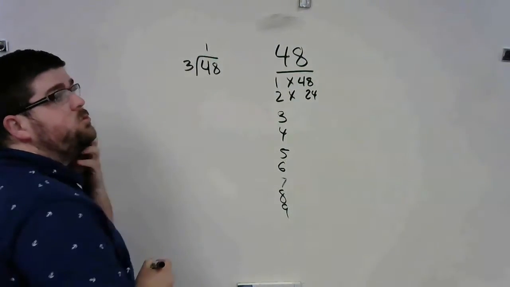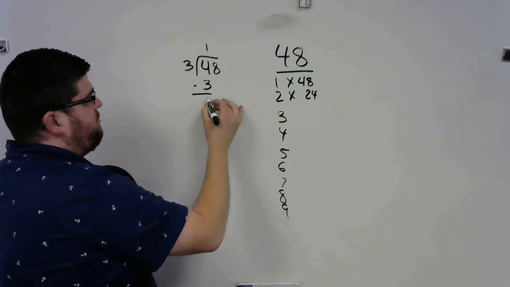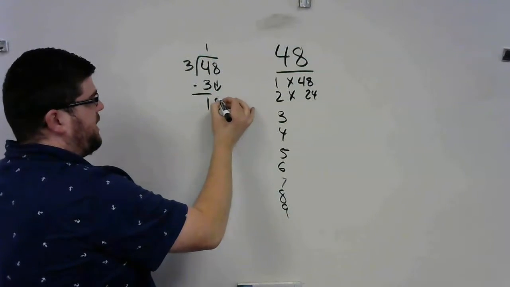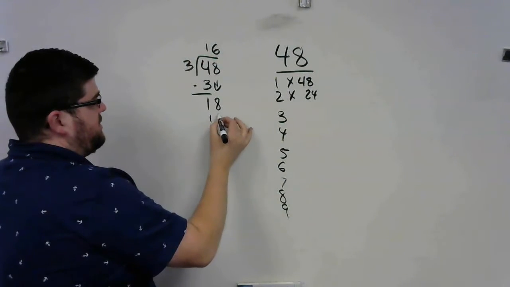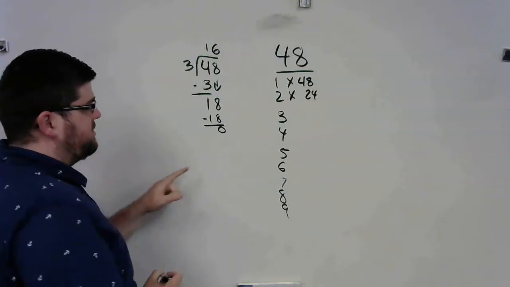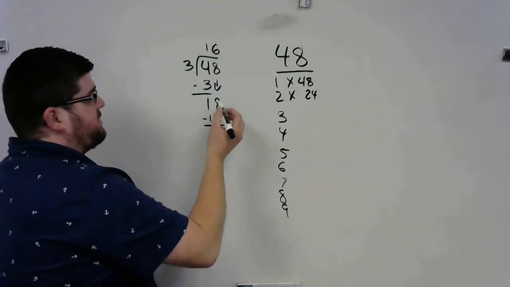3 goes into 4, 1 time. 1 times 3 is 3, subtract. 4 minus 3 is 1, bring down the 8. 3 goes into 18, 6 times. 3 times 6 is 18. Yes, it does. If there's a remainder here, then it doesn't go in evenly. But there's no remainder, so it's 16.